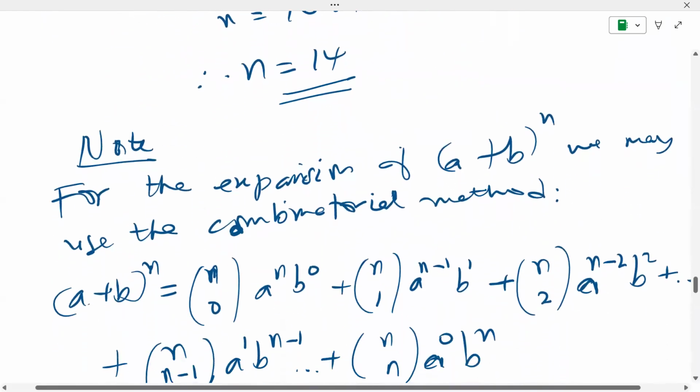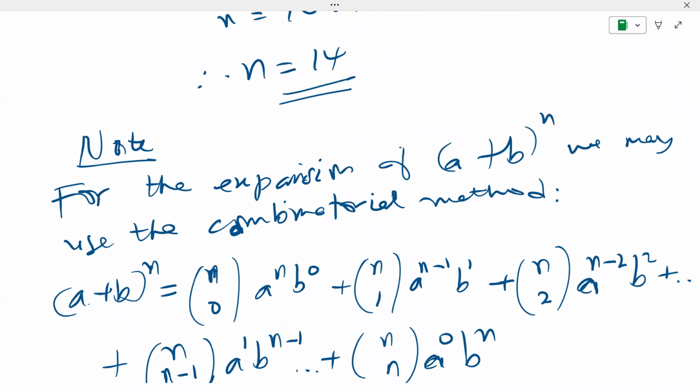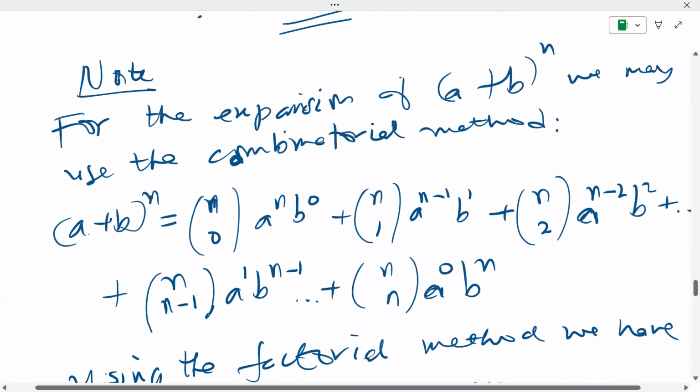That's great. Now we should note that for the expansion of (a plus b) raised to the power n, we may use a combinatorial method, and that is done this way. So (a plus b) all raised to the power n, we can find nC0, then a raised to the power n, b raised to the power 0, plus nC1, a raised to the power n minus 1, b raised to the power 1, then plus nC2, a raised to the power n minus 2, b raised to the power 2. We move on and on until we get to this. Finally, we get to nCn, then a raised to the power 0, b raised to the power n.